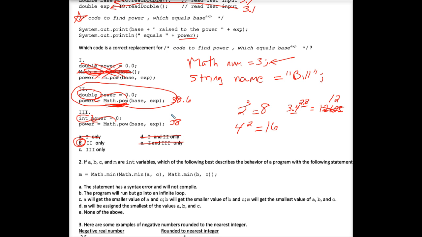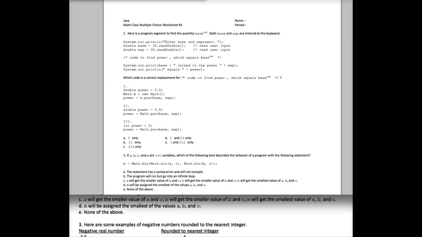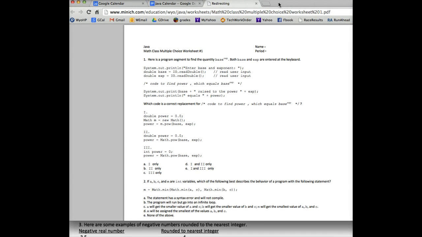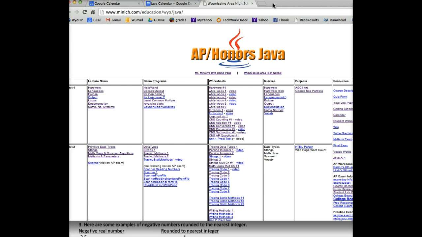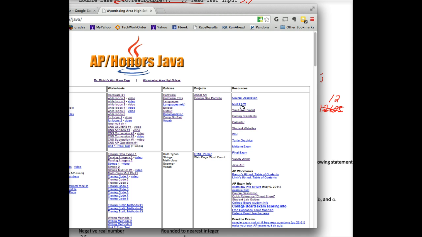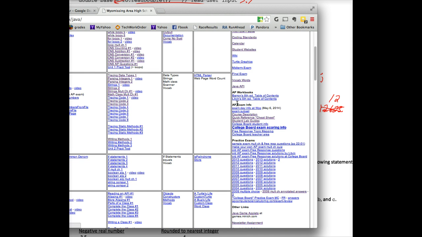Now, how would you also get to the bottom of that if you did not have that wisdom in the world of math to know that you can have decimal numbers raised to decimal exponents? Well, I'll show you. You could flip over to the cheat sheet, as I call it. Simply go to my Java homepage, go over there to the right column that says Resources, and somewhere down there under AP Exam Info, I have a link to Quick Reference Cheat Sheet.